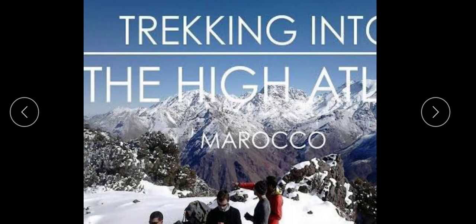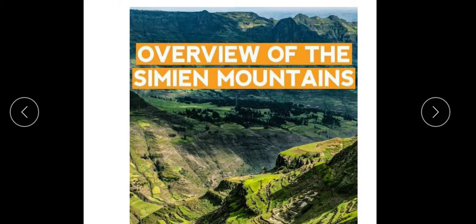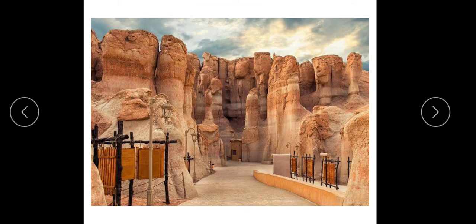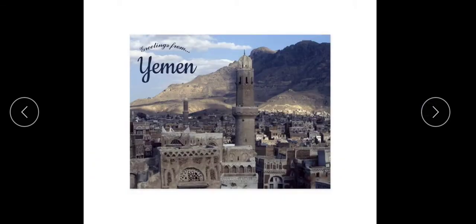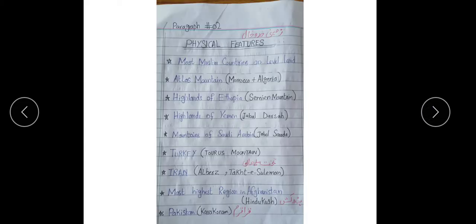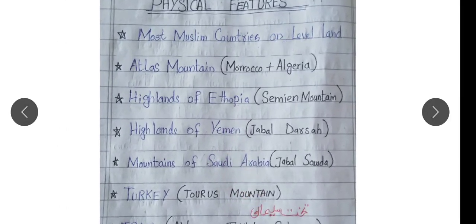As you have read in the lecture paragraph, this is the Atlas mountain range, which is situated in Morocco as well as in Algeria. And the Simien mountains are located in Ethiopia, as well as the mountainous areas of Saudi Arabia, and the highlands of Yemen, as I told you in the lecture. And these are the important points of your second paragraph.